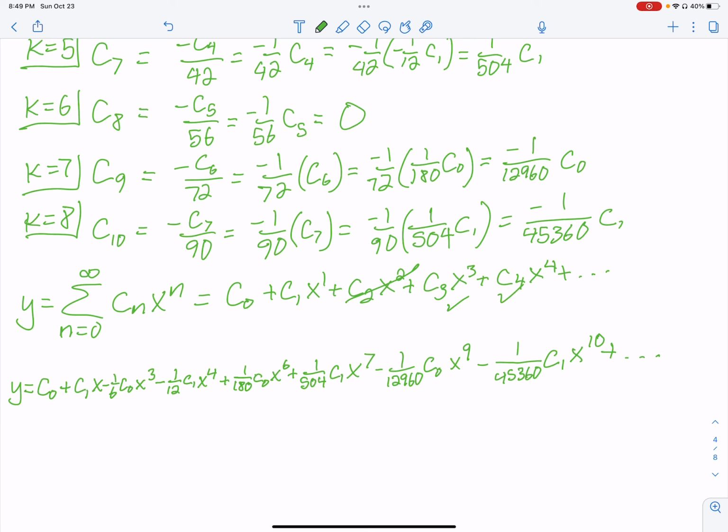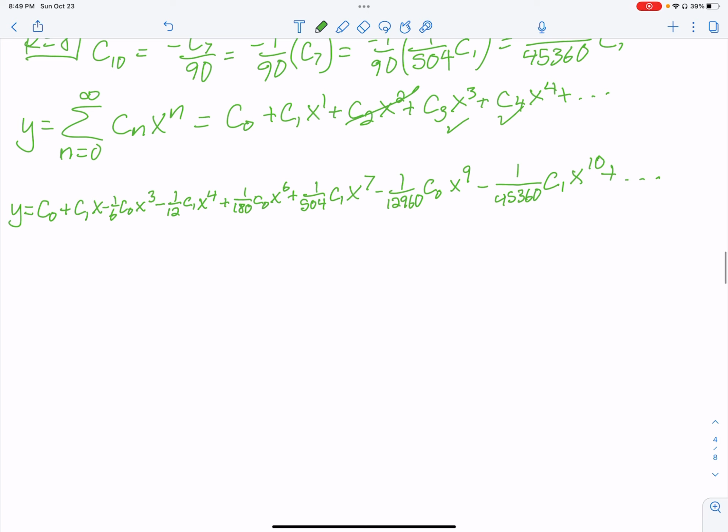Now, what I want you to notice is every term either has a C0 or C1. What we're going to do is write down two solutions. Y1 is going to be all the terms with C naught. So I'm going to write down those C naught terms, but I'm going to factor out the C naught. So the first C naught, that would give me a 1. And then the second C naught, it gives me a 1/6 x to the 3rd.